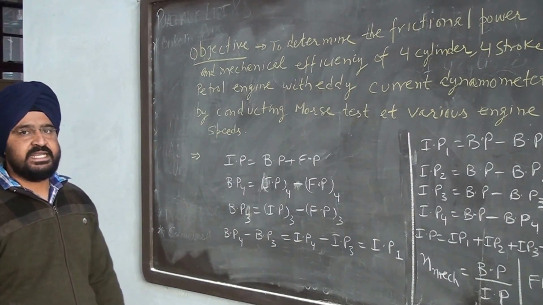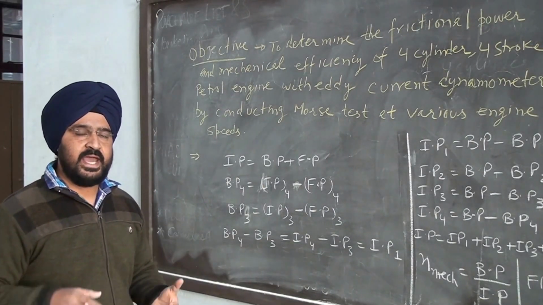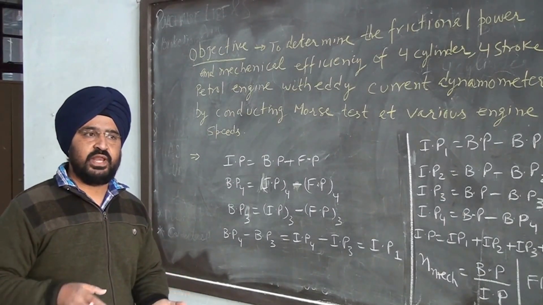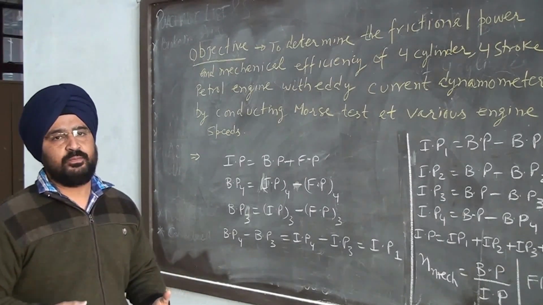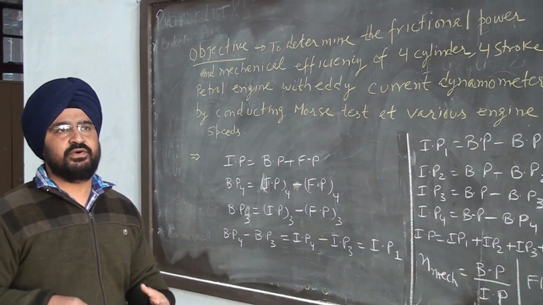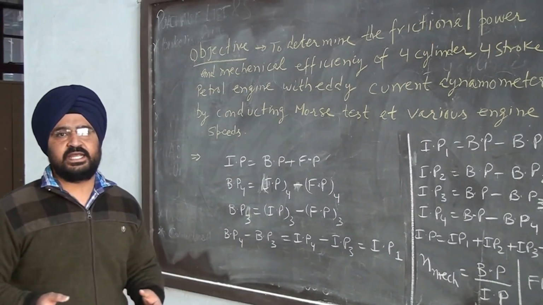So first is the indicated power. What is the indicated power? Indicated power is the actual power available in the engine. The actual power produced by burning a fuel, available at the top of the piston, is called the indicated power.